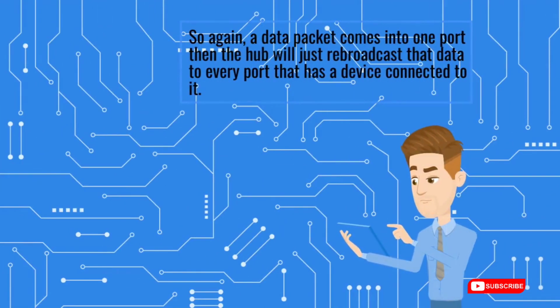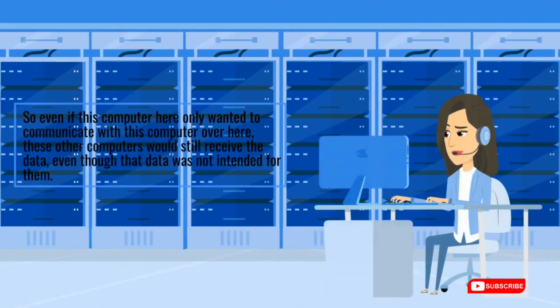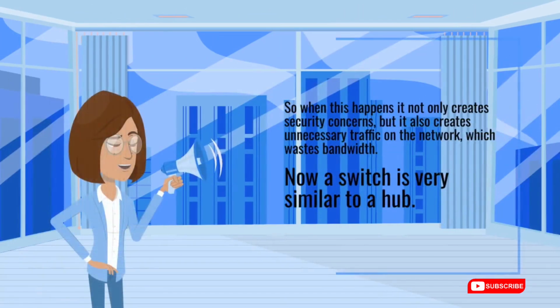So again, a data packet comes into one port, then the hub will just rebroadcast that data to every port that has a device connected to it. So even if this computer here only wanted to communicate with this computer over here, these other computers would still receive the data, even though that data was not intended for them. So when this happens, it not only creates security concerns, but it also creates unnecessary traffic on the network, which wastes bandwidth.